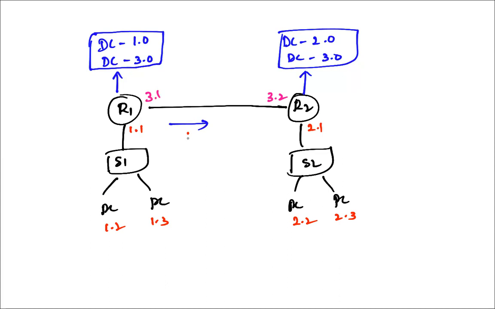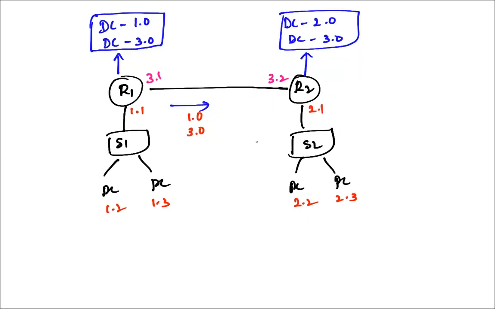Router 1 is going to go and say to router 2, "Hey, router 2, you know what? I have got 1.0 and 3.0 with me. These are the networks that I know." Router 1 is saying this to router 2. He is advertising. Can you understand? Router 1 says to router 2 that I have got 1.0 and 3.0.